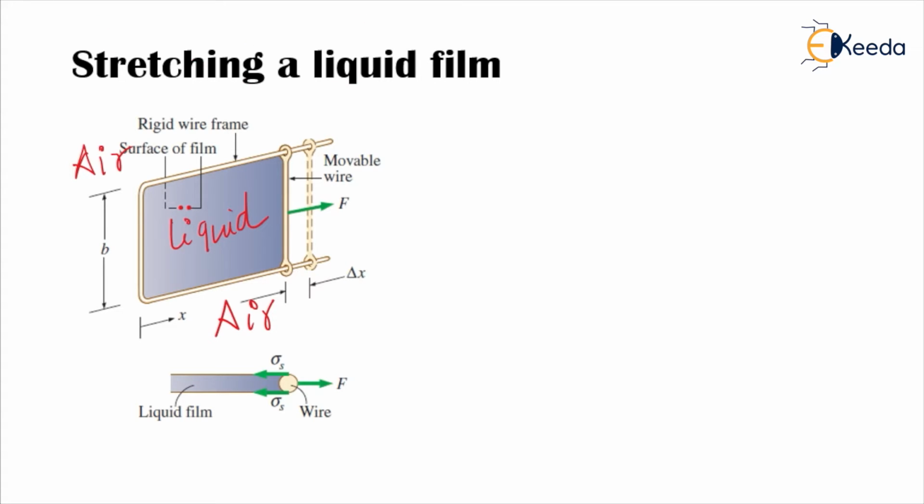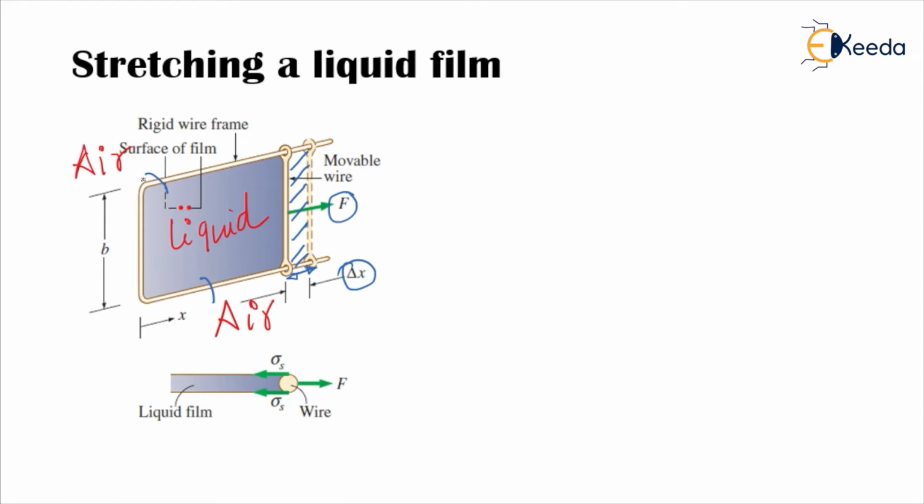If we want to stretch this liquid film, then we need to do some displacement. Suppose we apply the force F and the film is displaced by this distance, which is delta x. Because there are two interfaces, air-liquid, this is one interface, and liquid-air, this is the second interface, as we can see here.